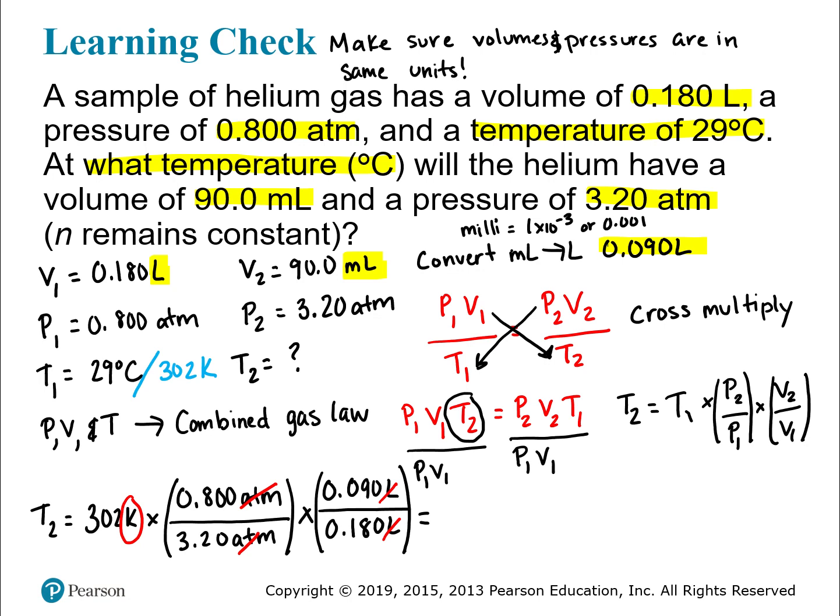When you do all this math, you're going to end up getting a temperature in Kelvin. The question is asking for the temperature in Celsius. So we have to convert. We take our Kelvin temperature and subtract 273, and that gives us 331 degrees Celsius. That's our final answer.